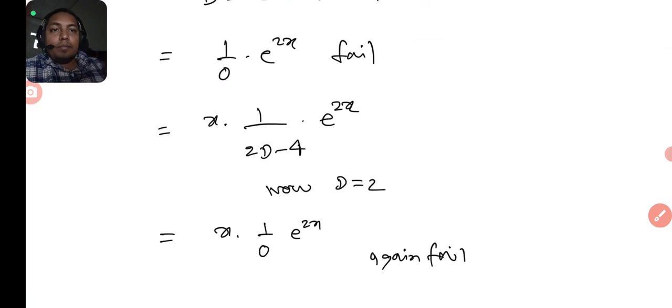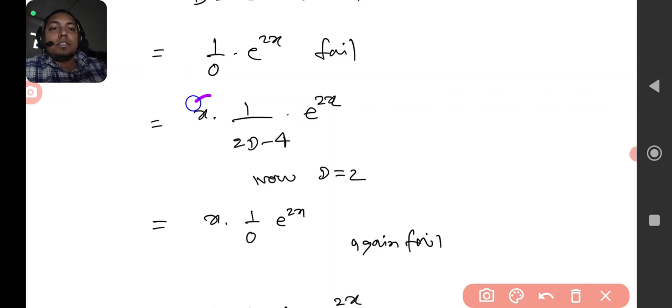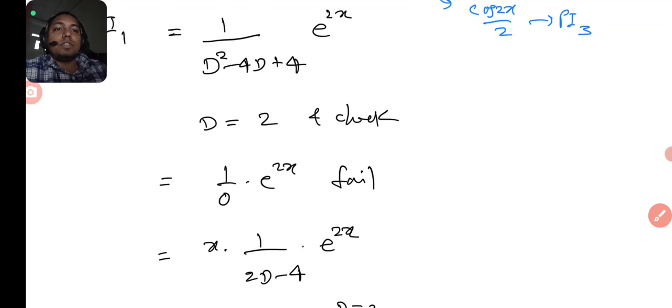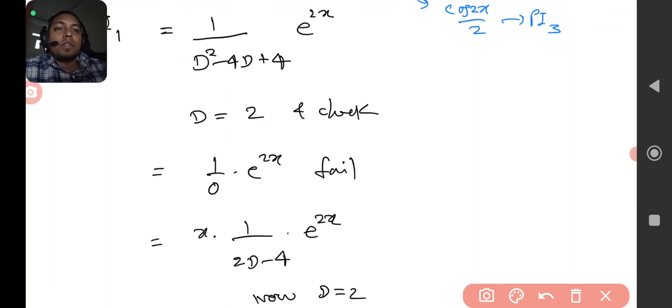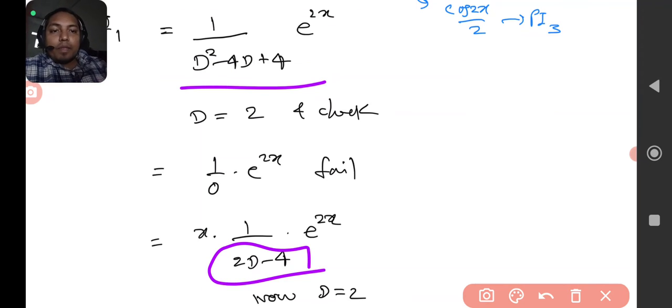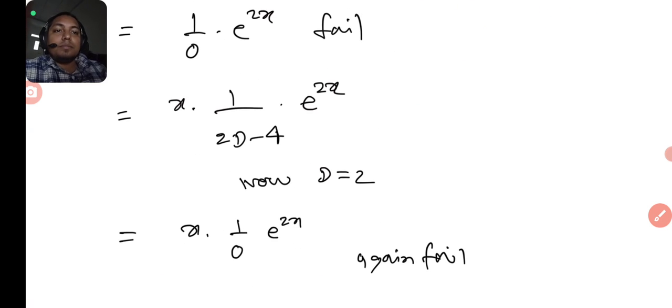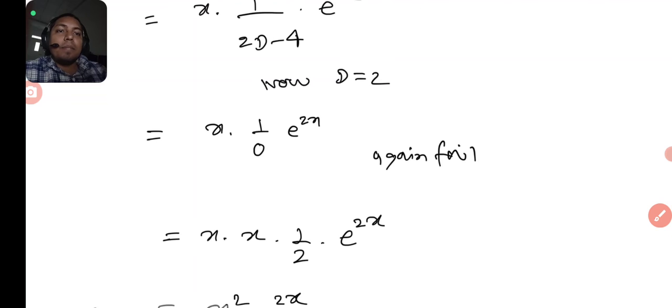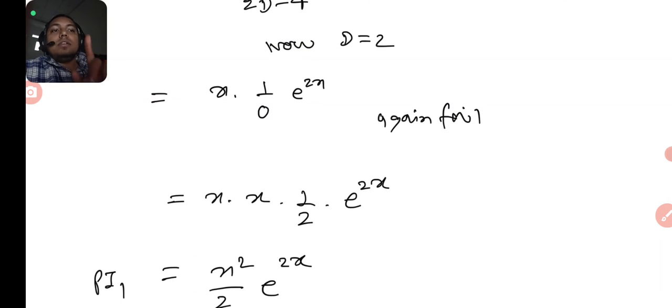The second time we multiply one extra x here and we differentiate our F(D) equation, meaning the auxiliary equation. If you differentiate this equation, then 2D minus 4 will come, right? So this is the 2D minus 4 visible here. After multiplying, differentiate the equation. Now in that equation you substitute D equal to 2 and check what comes. When you substitute D equal to 2 there, we see that again it fails.